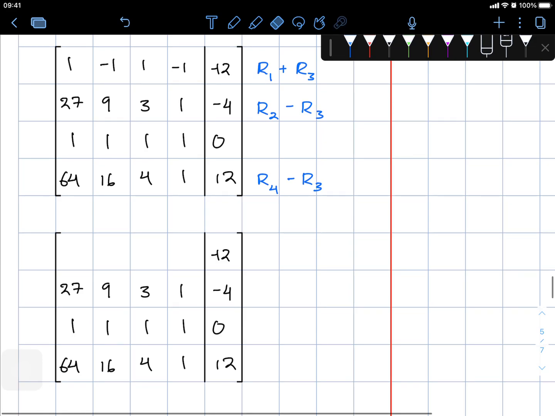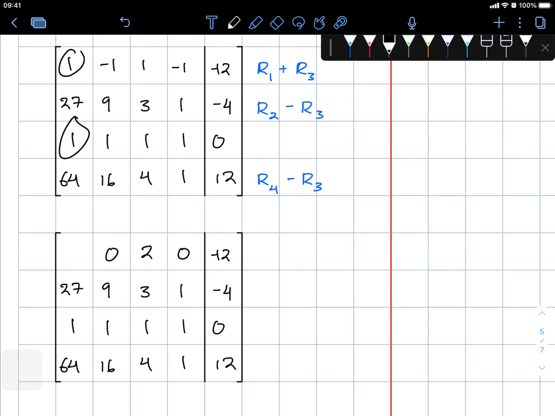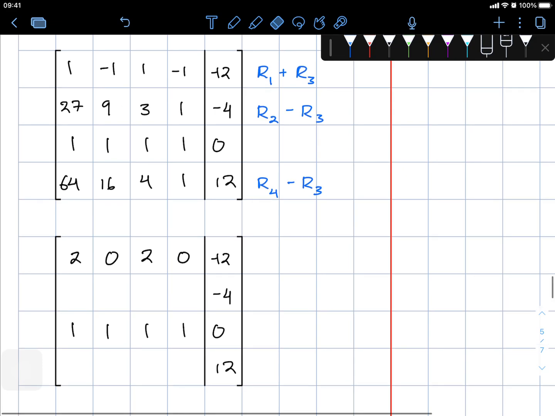Oh, actually, these will not change, because even if we add or subtract by 0, nothing will change. So negative 1 plus 1 is 0. 1 minus 1, we're adding. 1 plus 1 is 2. Negative 1 plus 1 is 0. 1 plus 1 is 2. Let's actually get rid of all the other values, because we know we're going to operate on them soon.